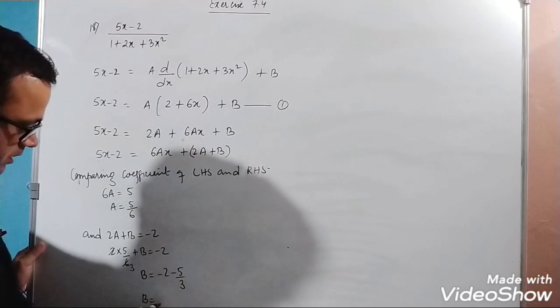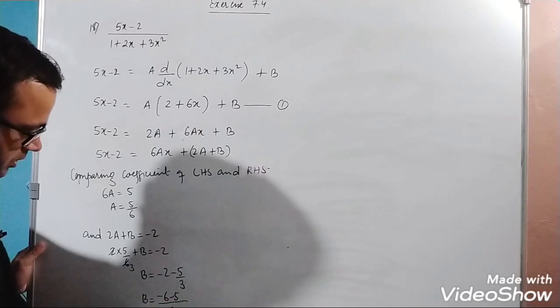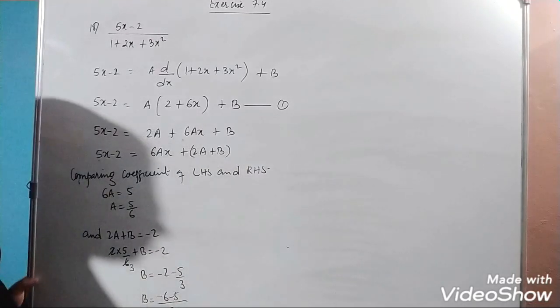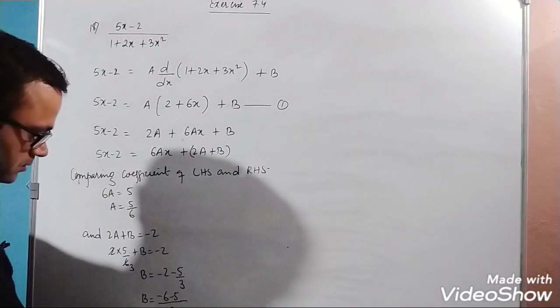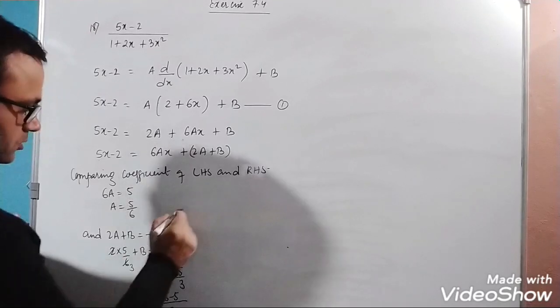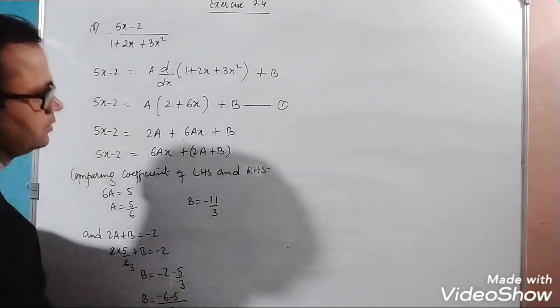Now take LCM, it is 3. 3 into minus 2 is minus 6, minus 6 minus 5. So b equals minus 11 by 3. B is minus 11 by 3.